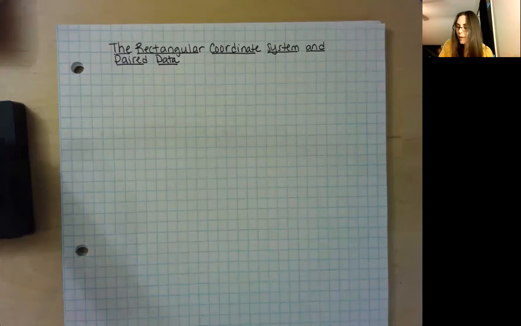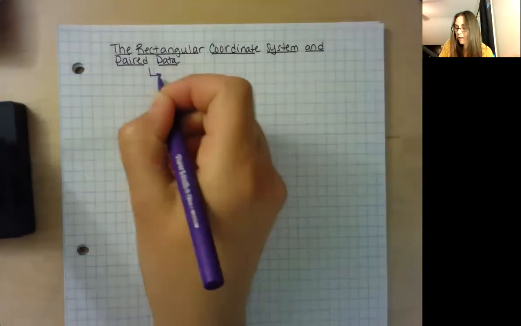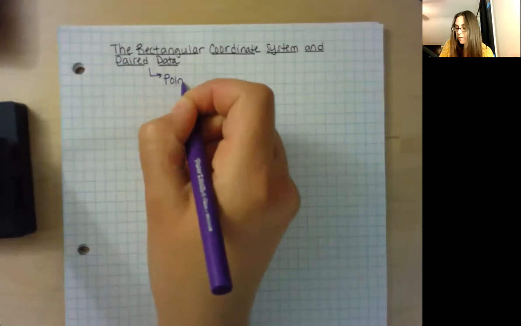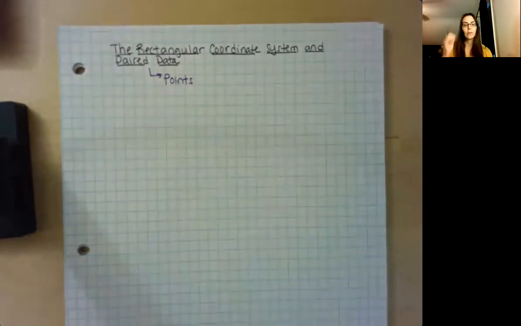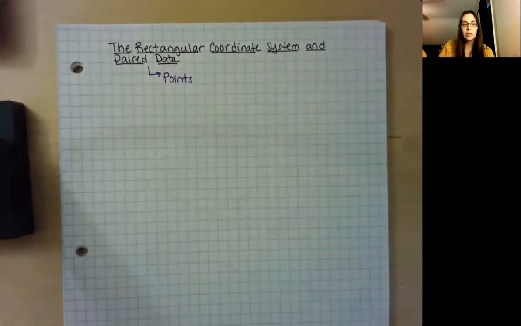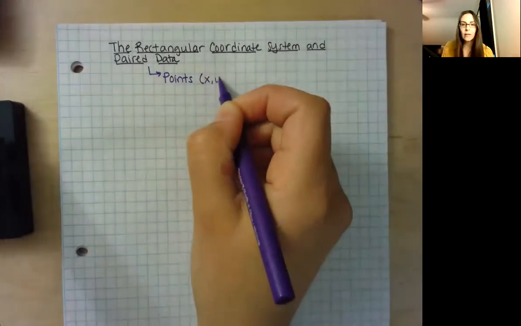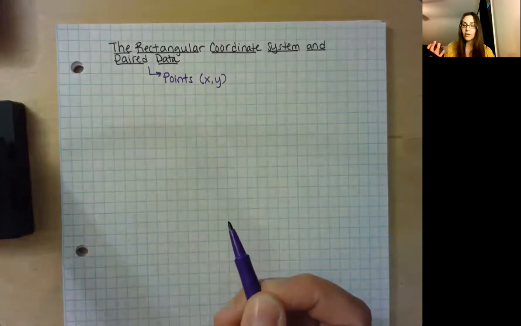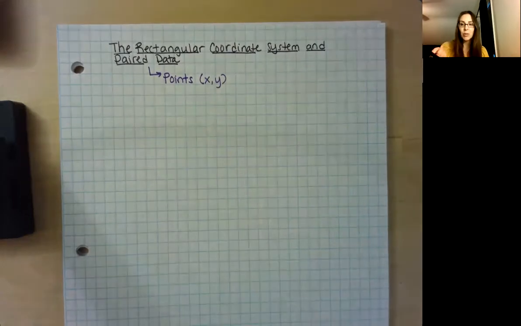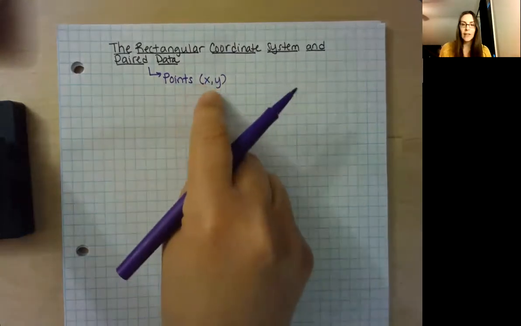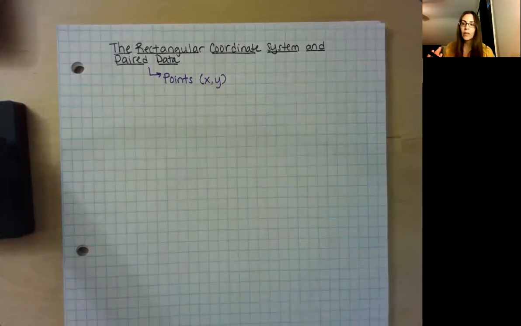So for instance, paired data, we often think of as points. And what you're going to notice today is our points tend to be given in the form x comma y. So there is a pair of data, right? A pair is two, so that's why you have two values here, and they go together. And they're going to form a point that we're able to graph in a plane.